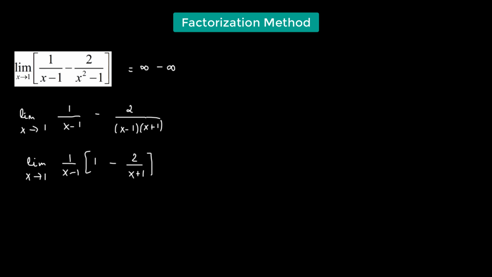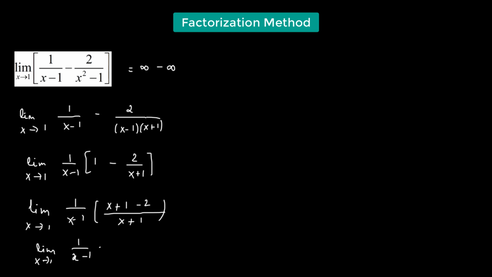Now we are going to combine 1 minus 2 over x plus 1. So we have x plus 1 as the common denominator. That gives us x plus 1 minus 2, which will be the limit as x goes to 1 of 1 over x minus 1 times x minus 1 over x plus 1. Now when you substitute the value of x by 1, that will give us 0 over 0 times 1, which is in the form of 0 over 0. This is the indeterminate form that we're looking out for.